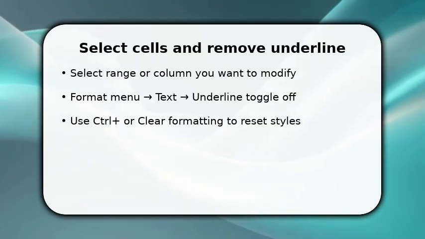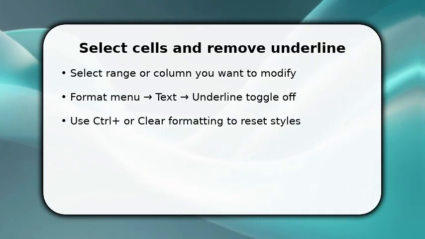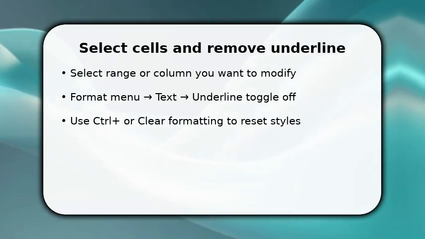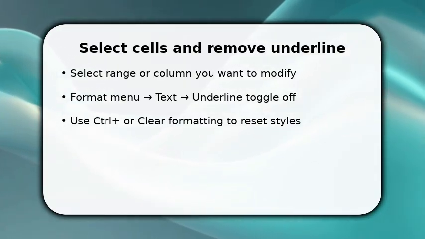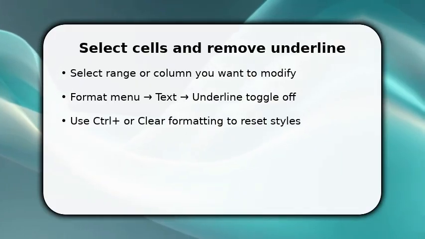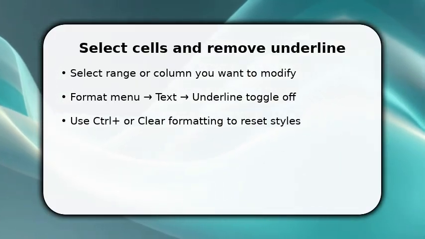You begin by selecting the cells that show underlines. Once selected, go to the Format menu, choose Text, and toggle Underline off. You can also press Ctrl+\ to clear formatting. Make sure to check the toolbar's underline icon. If it's depressed, click it to remove.